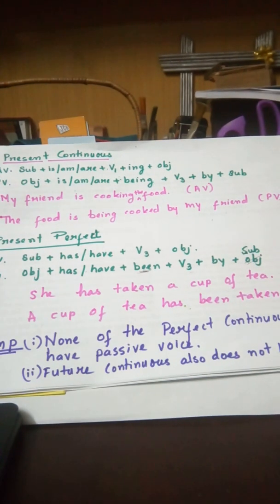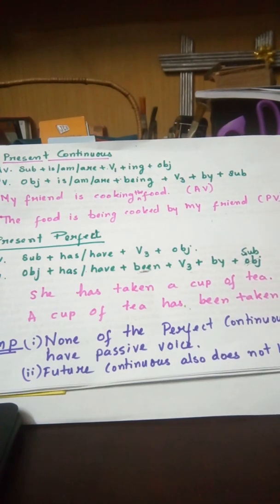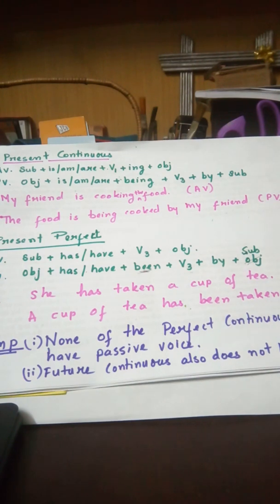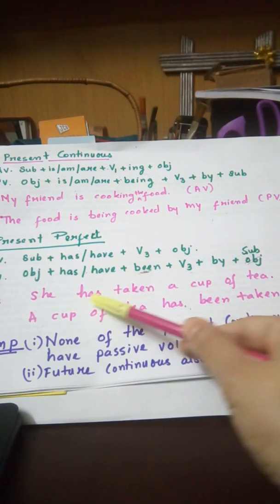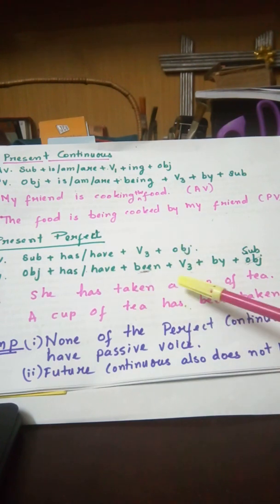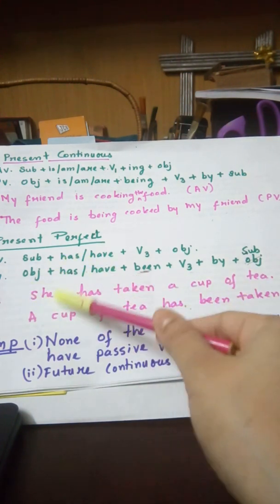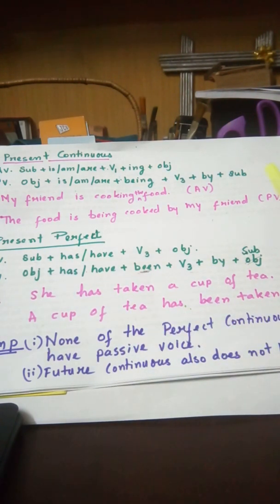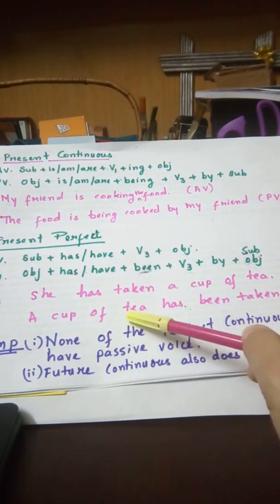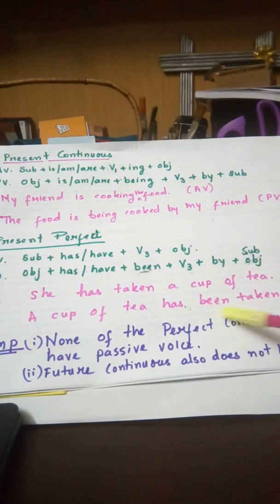Let's take the example. She has taken a cup of tea. A cup of tea has been taken by her. Again a mistake, it's her. Okay, she has taken a cup of tea. She plus has or have; since she is third person singular, it's has. Taken is the V3 form. A cup of tea is the object. So let us make the object the subject of the sentence. Here she is the doer, hence this is active voice. Now let us bring the cup of tea. It cannot do anything. It is passive, dormant. Something is done on it. What has been done? A cup of tea has, the new word, been taken, V3, by her.